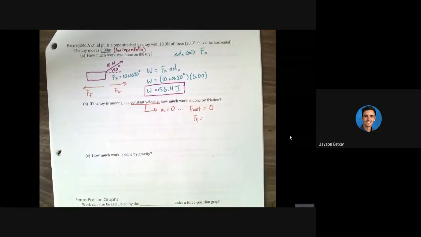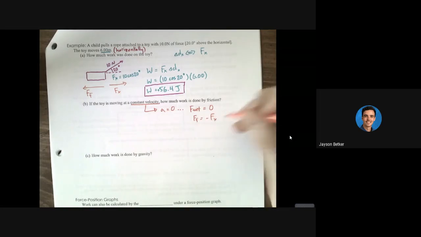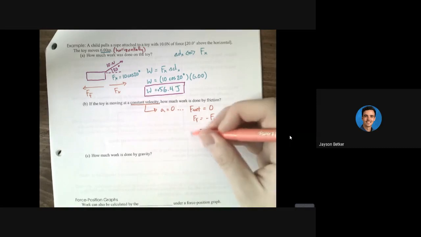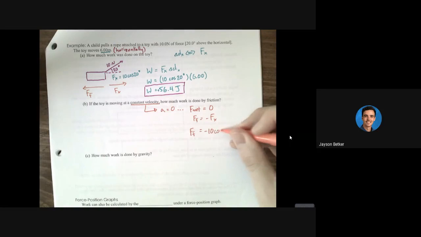That means that they're equal and opposite. Ff is equal to negative Fx. They're in the opposite direction, but they're equal. So keeping that in mind, that would mean that Ff is equal to negative 10 cos 20 degrees. It's the exact same, it's just in the negative direction.